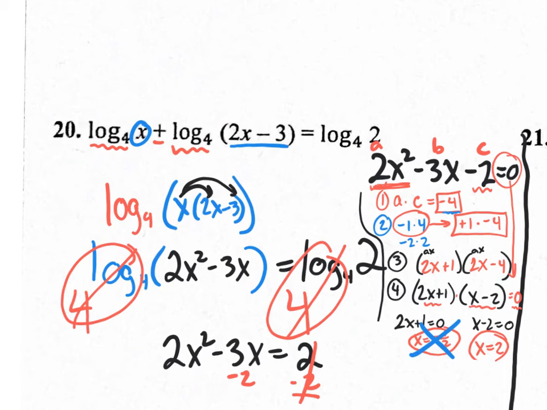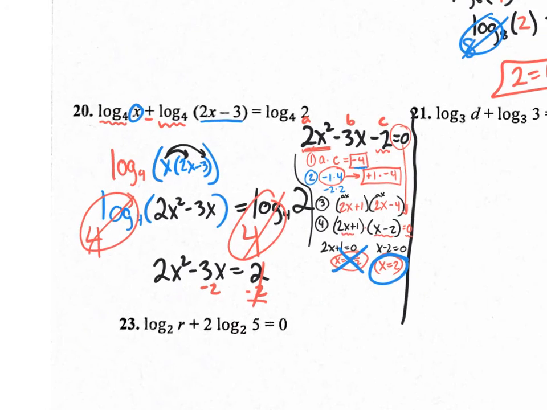Let's also double check the 2. If I plug in the 2 right there, that's fine because you could do log base 4 of 2. It's positive. Right here, will it work? Let's see, 2 times 2 is 4. Yeah, 4 minus 3 is positive 1. You're good. So the answer should just be 2, not negative 1/2.